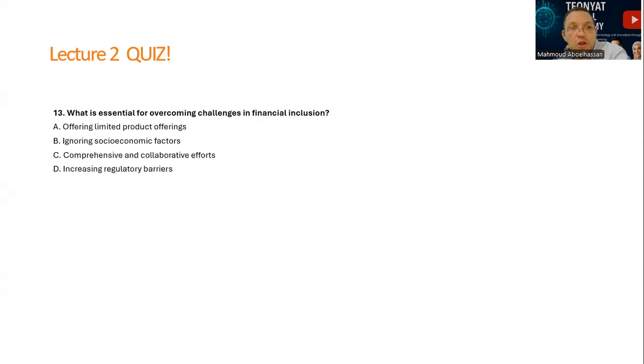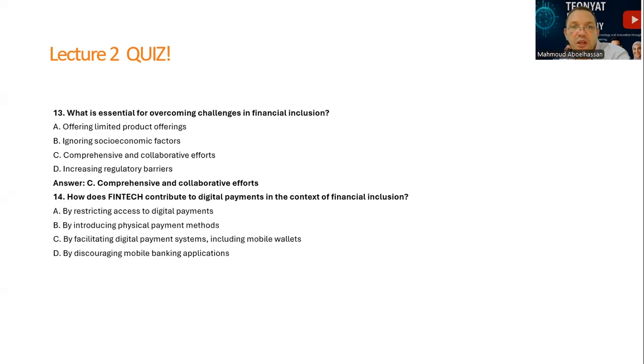The 13th question: what is essential for overcoming challenges in financial inclusion? Offering limited product offerings, ignoring socioeconomic factors, comprehensive and collaborative efforts, increasing regulatory barriers. Thank you. Comprehensive and collaborative efforts are very essential to overcome all of the financial inclusion challenges.